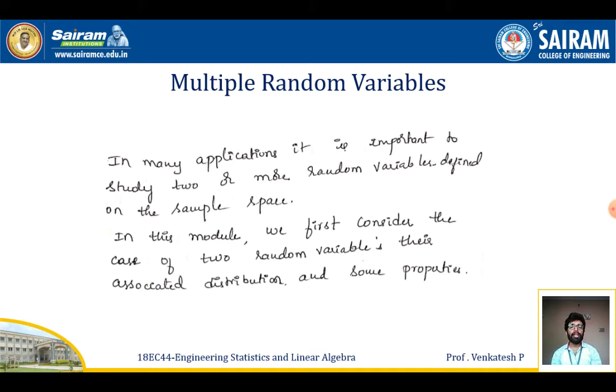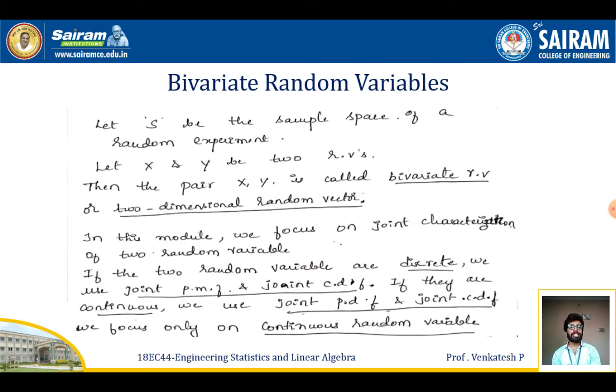As I told you, I'm going to define two or more random variables on a single sample space. In this module, we first consider the case of two random variables and their associated distribution, and also a few properties related to two random variables. The first concept in multiple random variables is the bivariate random variable. In this concept, I'm dealing with two random variables, and we call those types of random variables bivariate random variables.